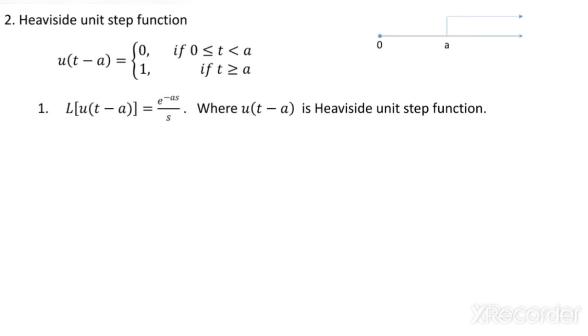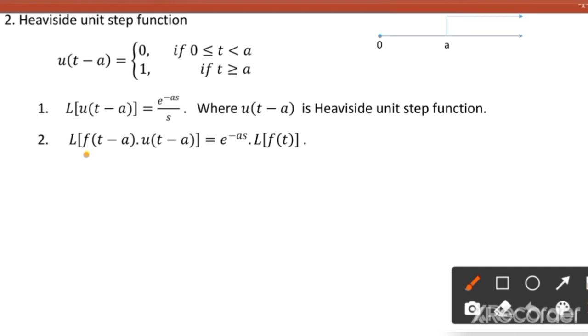So if I have a unit step function with any function of t, we read it as f of t minus a. The result says the Laplace transform of f of t minus a into u of t minus a is, first find f of t, which is obtained by replacing t by t plus a. So if I have f of t minus a, I get back f of t just by replacing t by t plus a.